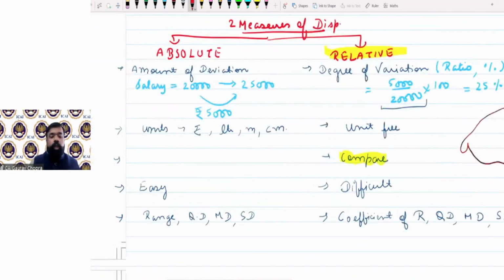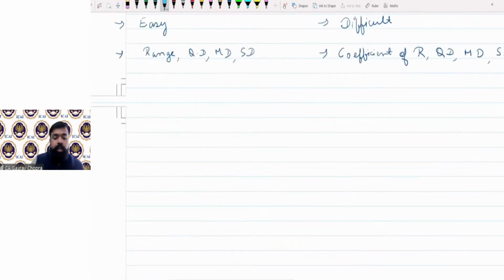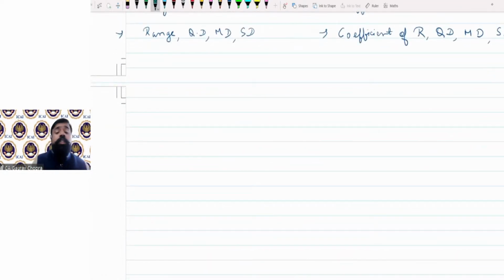So in short, absolute measure shows the amount of deviation, whereas relative shows degree of variation. Now the first topic of the chapter is range. So what is the meaning of range?